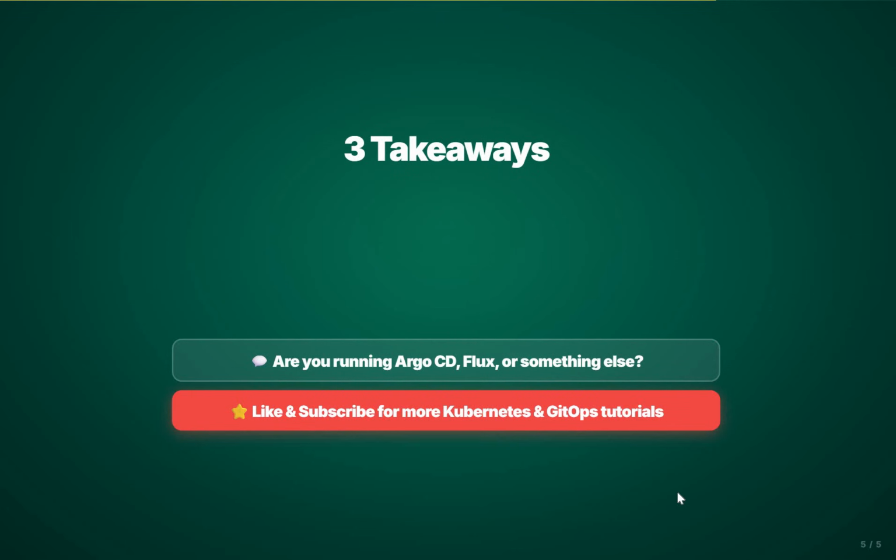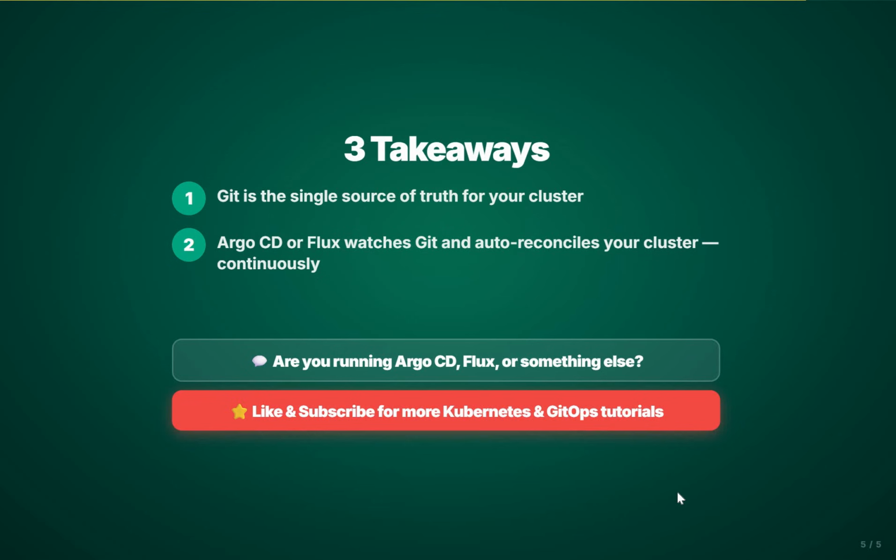3 things to remember. Git is the single source of truth for your cluster. Argo CD or Flux is your GitOps tool, which watches your Git and reconciles your cluster automatically. No manual deployment, and rollback is just a git revert.